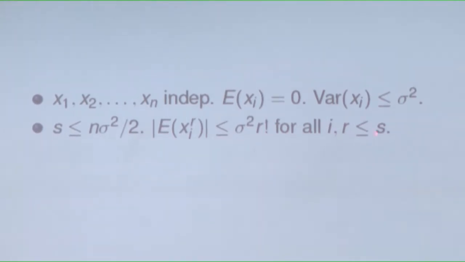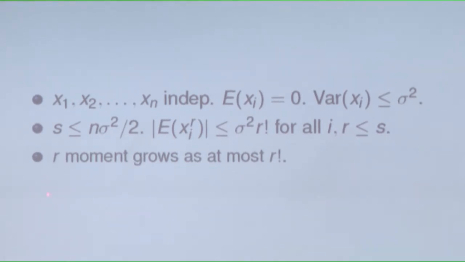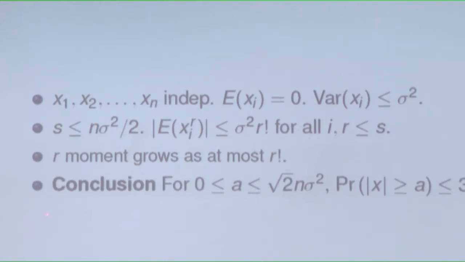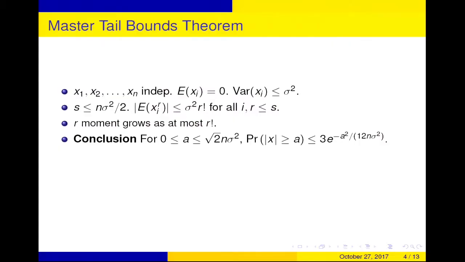Number one. Number two, I don't assume all moments exist, only up to a limit. So it's possible that beyond s, the moments don't even exist, and certainly not necessarily bounded. So the gist of this is the rth moment grows at most r factorial. And this is the theorem, which we'll prove, taking a little bit of time: the probability that x is greater than any number a, provided a is not very large, since for very large deviations this is not valid, but as long as a is at most this, falls off as e to the minus a squared times something.